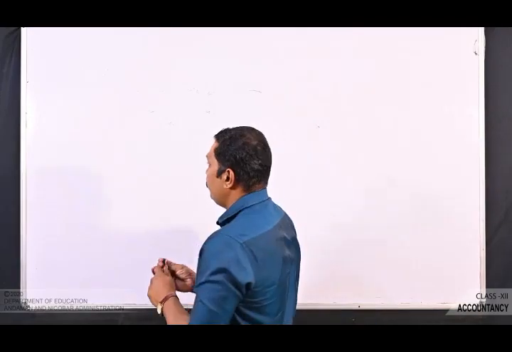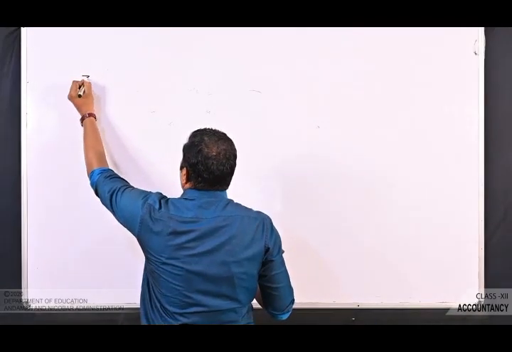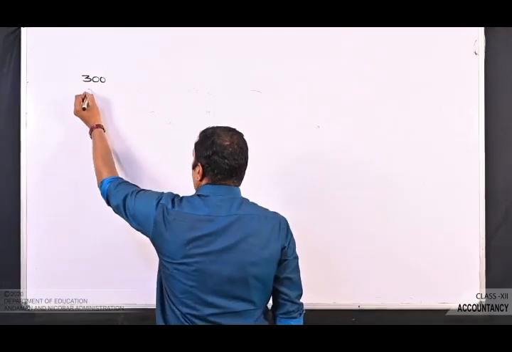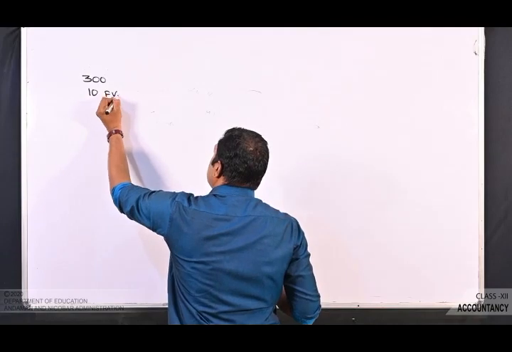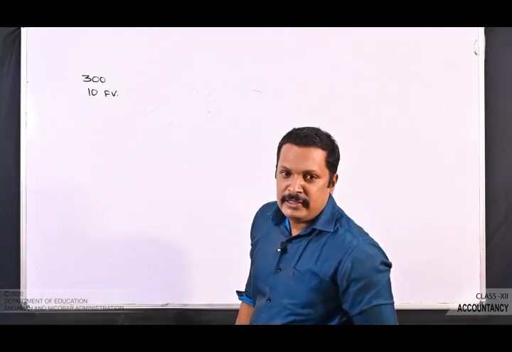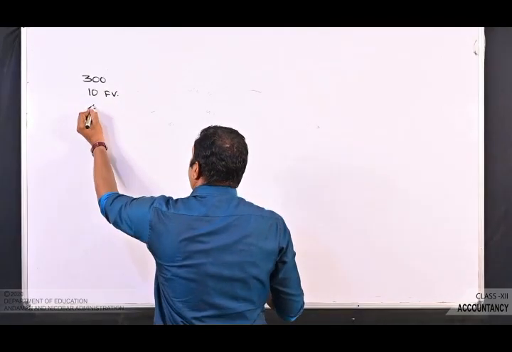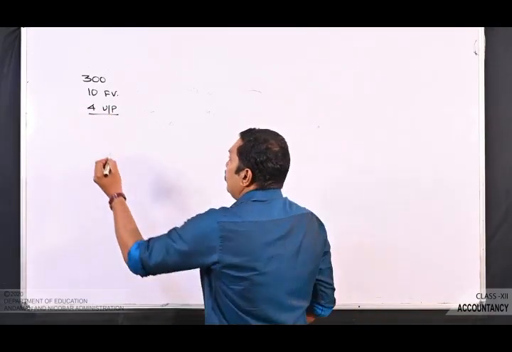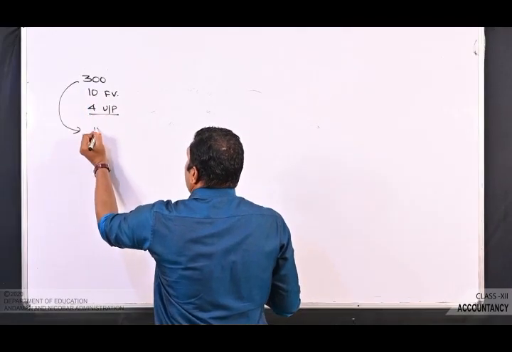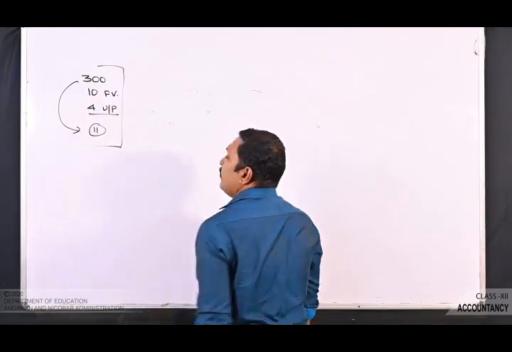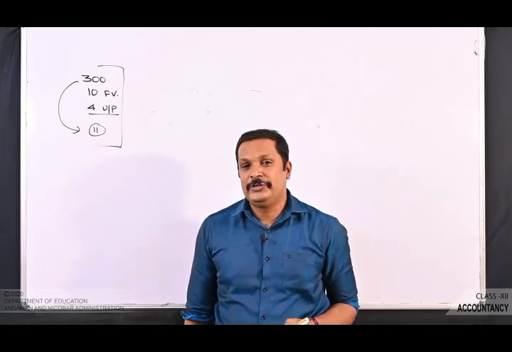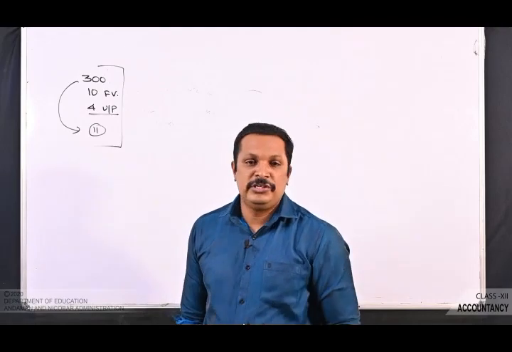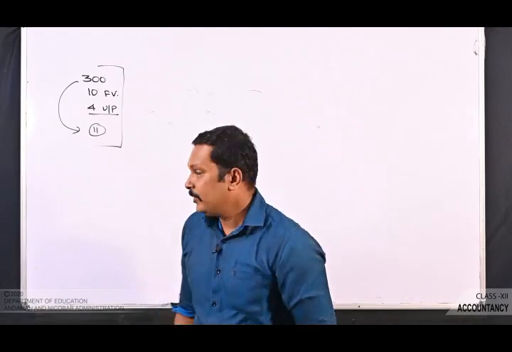Once again, what is the information given? How many shares were forfeited? 300 shares were forfeited. What is the face value? The face value is 10 rupees. How many calls were unpaid? The final call was unpaid, 4. That is unpaid calls, right? And the 300 shares were reissued at rupees 11. So these are the key points given in the question. Now we have to pass the forfeiture entry, reissue entry and capital reserve entry, right? So let's start.